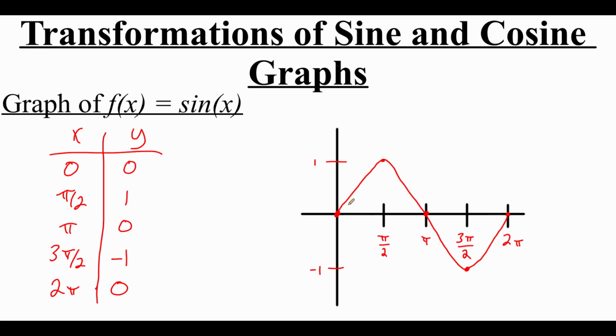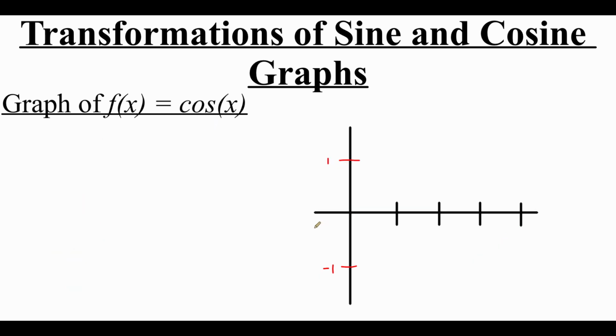Now, I picked these 5 points because it's going to help me complete one full cycle of my wave. I started at 0, I went up and hit the maximum, came down, hit the minimum, and then I went back to 0. So this is one full cycle. This is one full period of the sine graph.